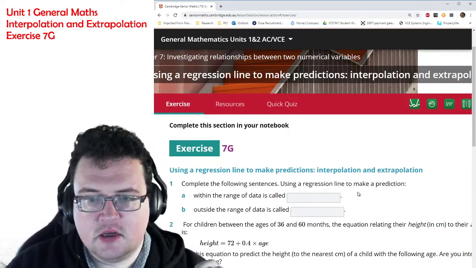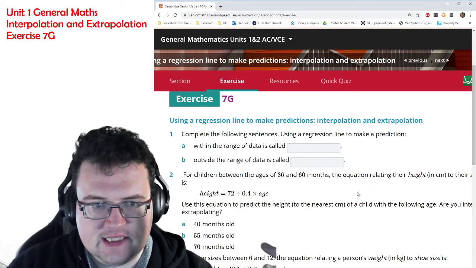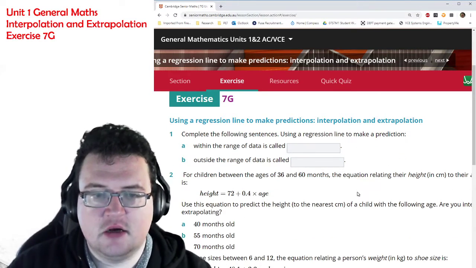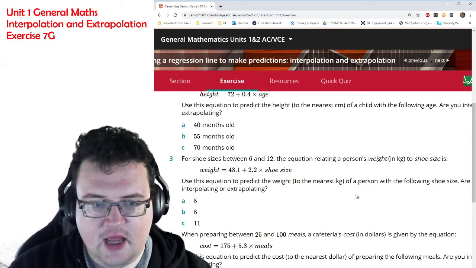All right? So, 7G, all questions as normal.